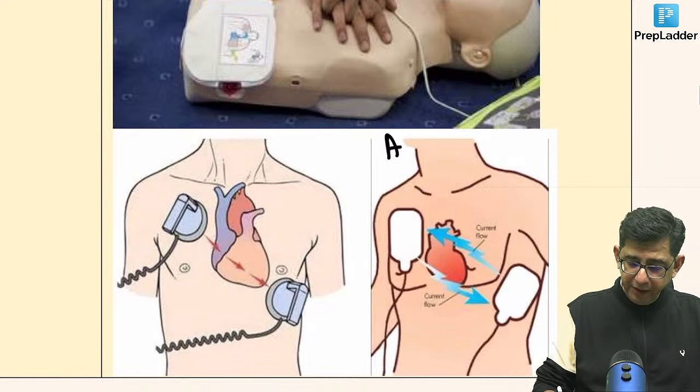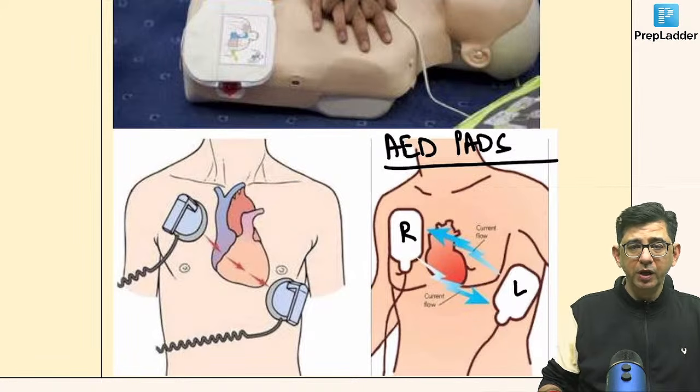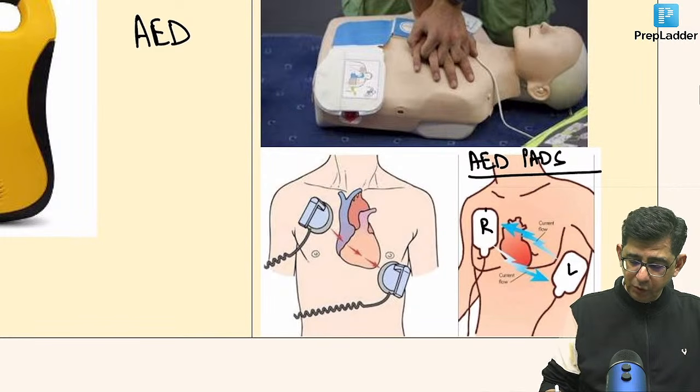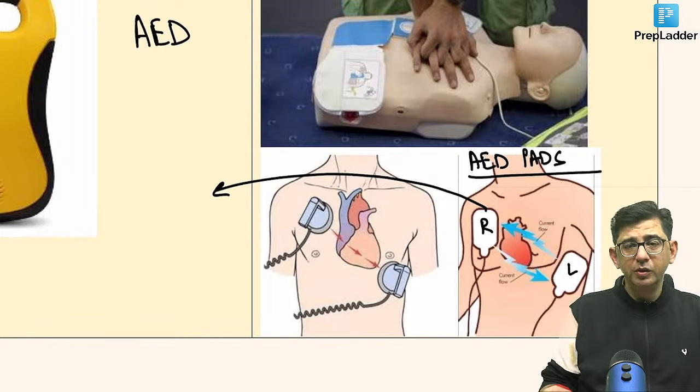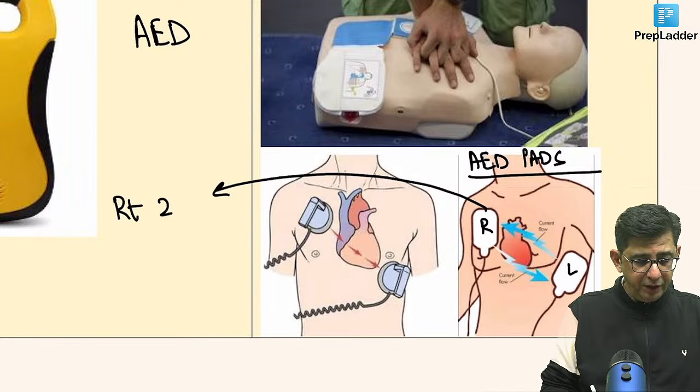This is the AED pad that is being placed. In which intercostal space will the pad be put? The right pad is to be put and the left pad is also to be put. In which intercostal space would you be placing? You can see the position related to the heart. So this would be the right second intercostal space.